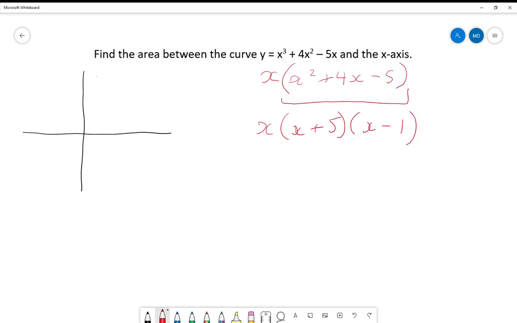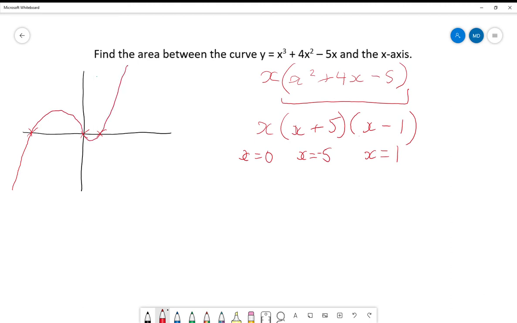And so this tells me my roots are at, for this one, x equals negative 5, here x equals 1, and for the x in front, we can think of that as x plus 0, the root is x equals 0. And so plugging on our roots, negative 5, 1 and 0, you get negative 5 down here, 0 here, and 1 here. Now it's a positive cubic, so it's expected to start out in the lower quadrant and head up into the upper quadrant, and so it's going to look like this.